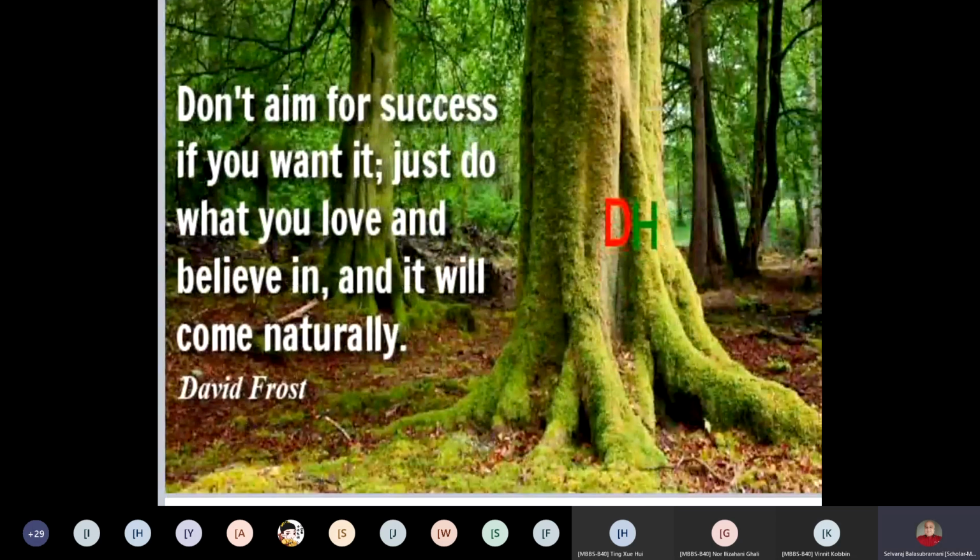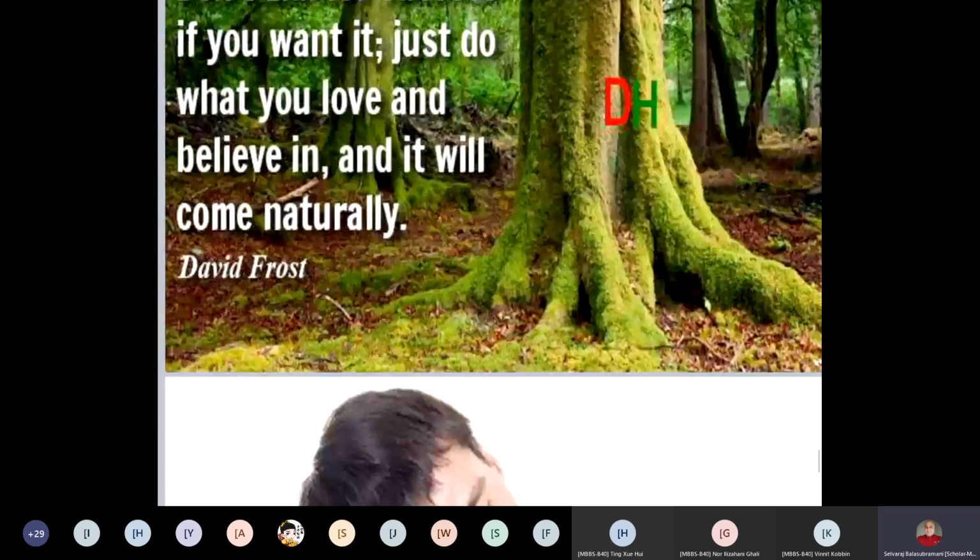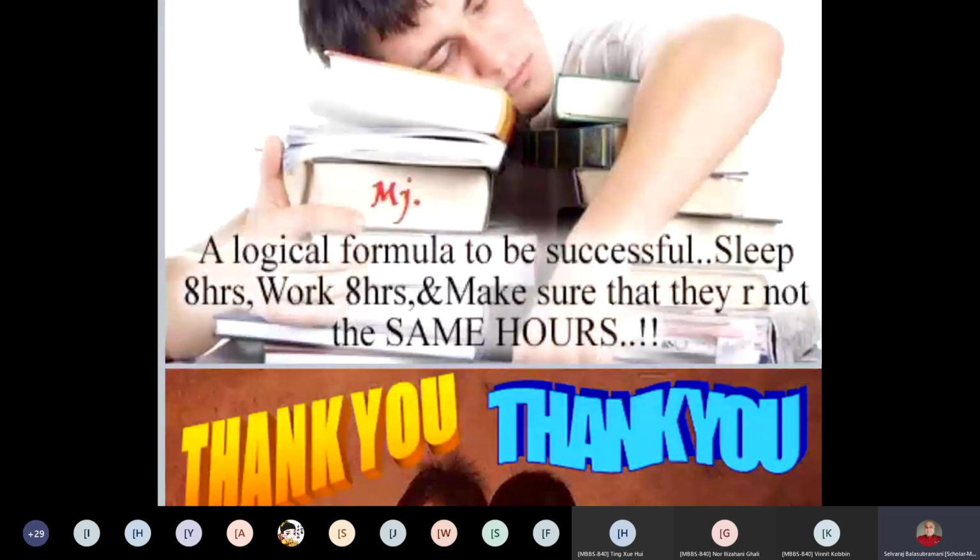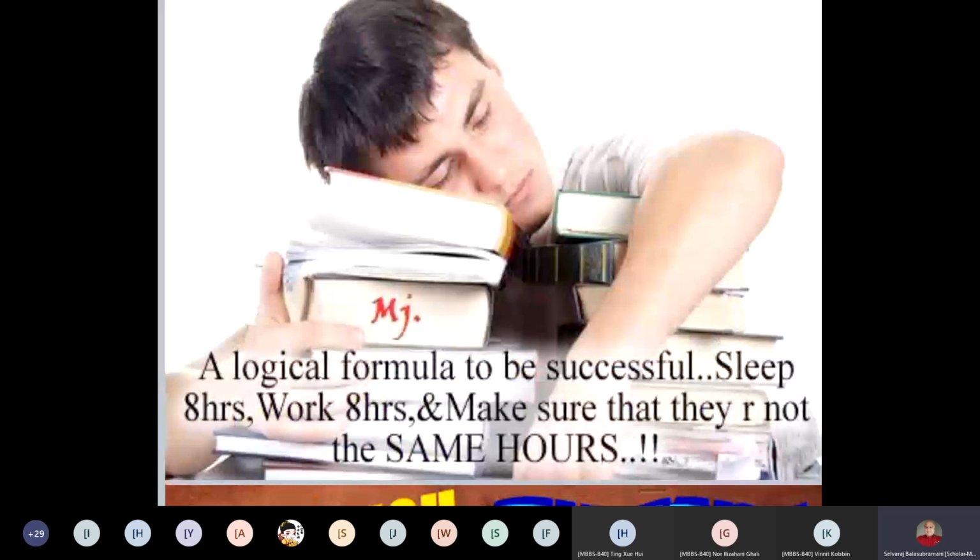This is some of the sayings. Don't aim for success if you want it. Just do what you love and believe in that. The success will come to you naturally if you do what you love. Another important saying: sleep 8 hours, work 8 hours. Make sure that they are not the same hours. Don't sleep when you are supposed to work and don't work when you are supposed to sleep.